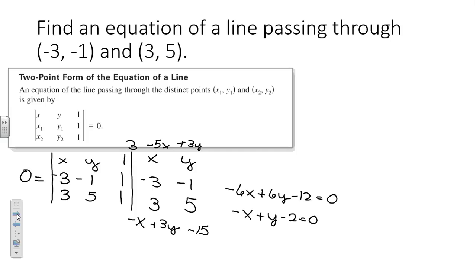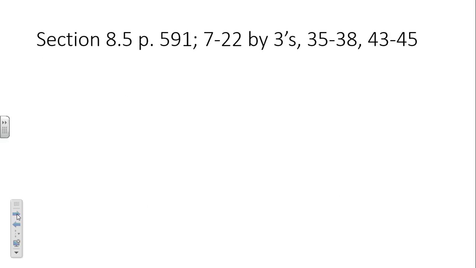All right, feeling good? 4 applications of determinants: Cramer's rule to solve systems, area of a triangle, how to determine whether 3 points are collinear, and how to determine the equation of a line passing through 2 points. All right, so there's your assignment.